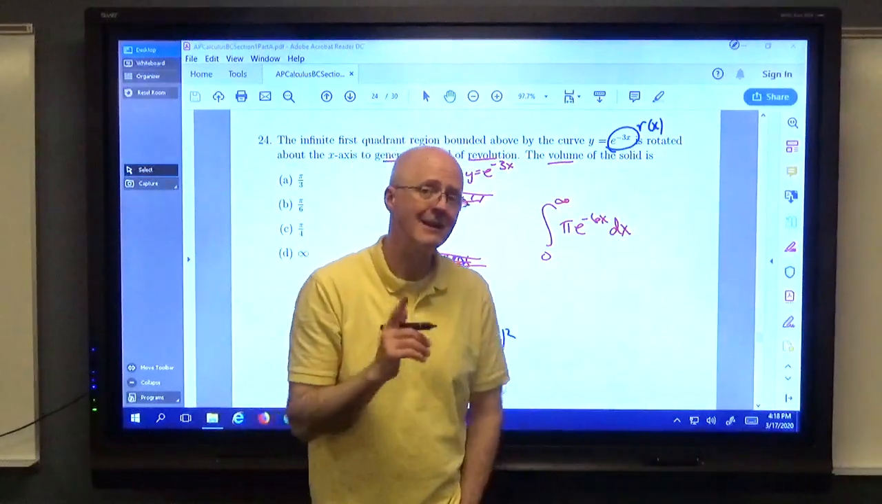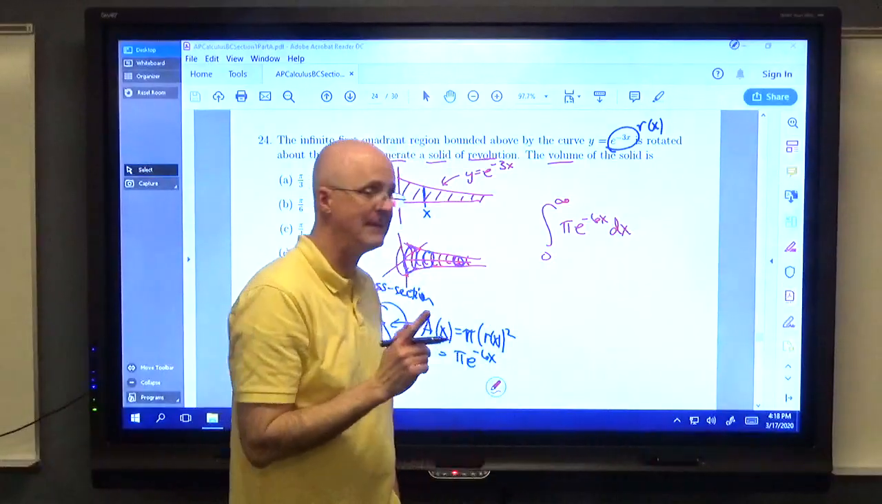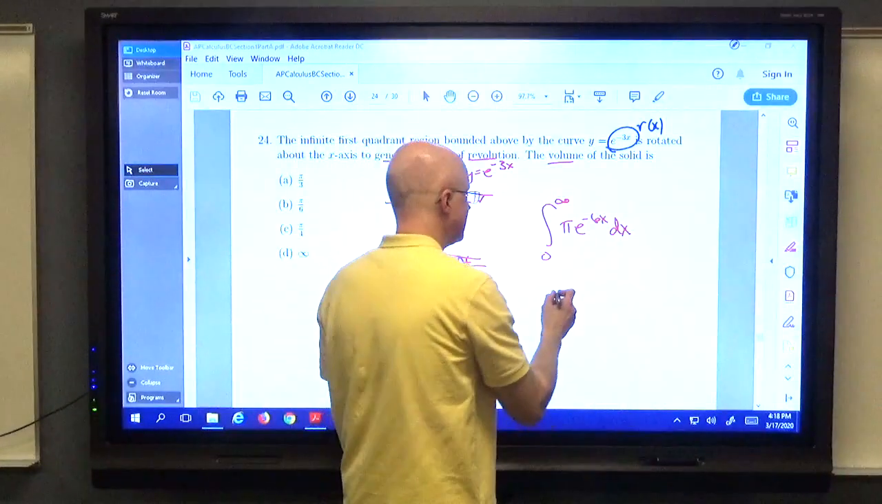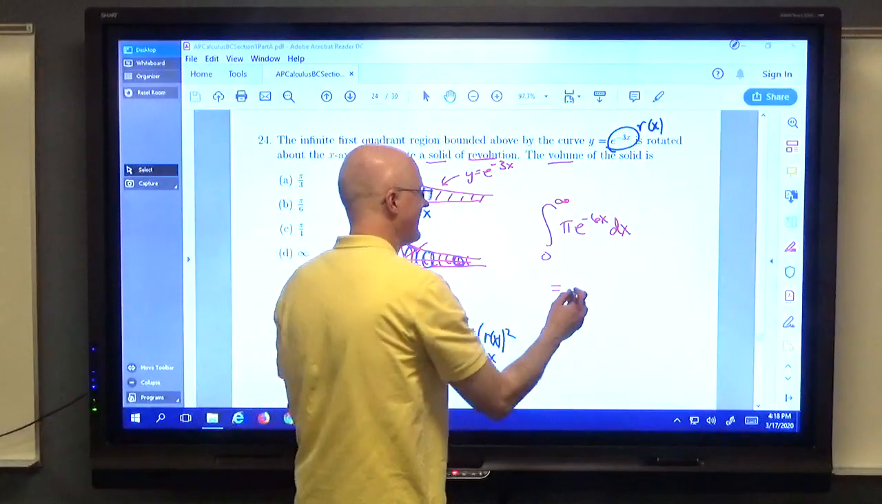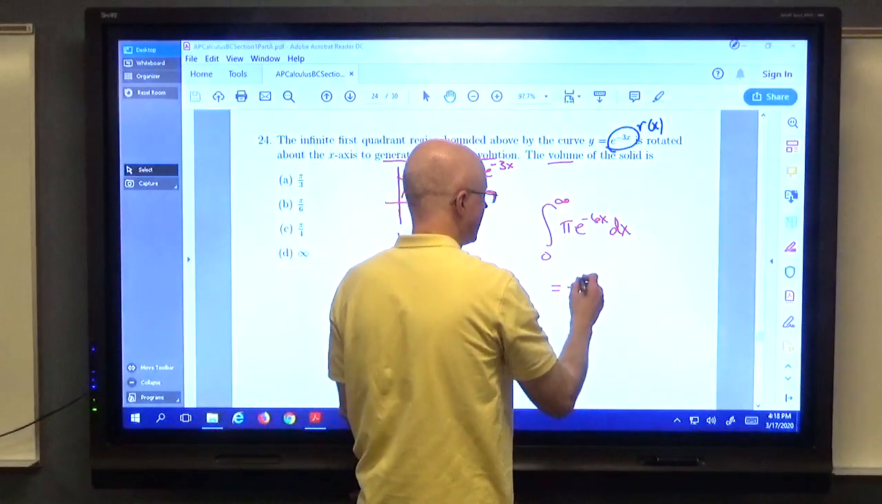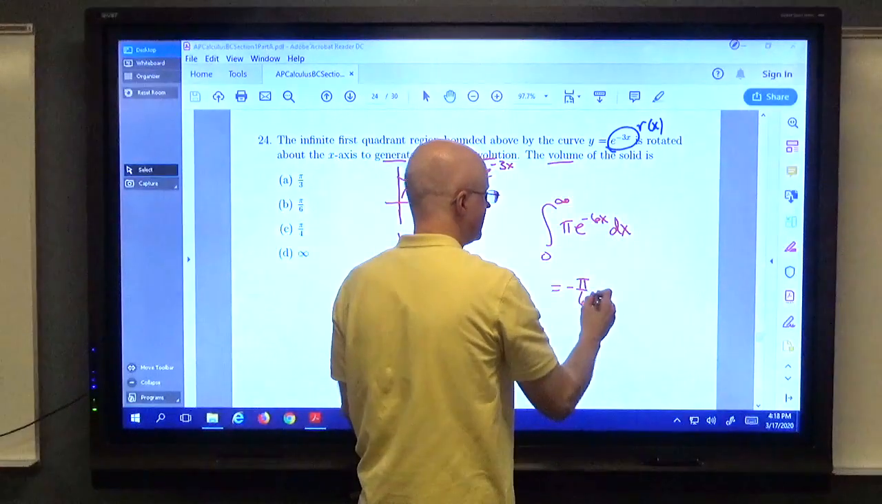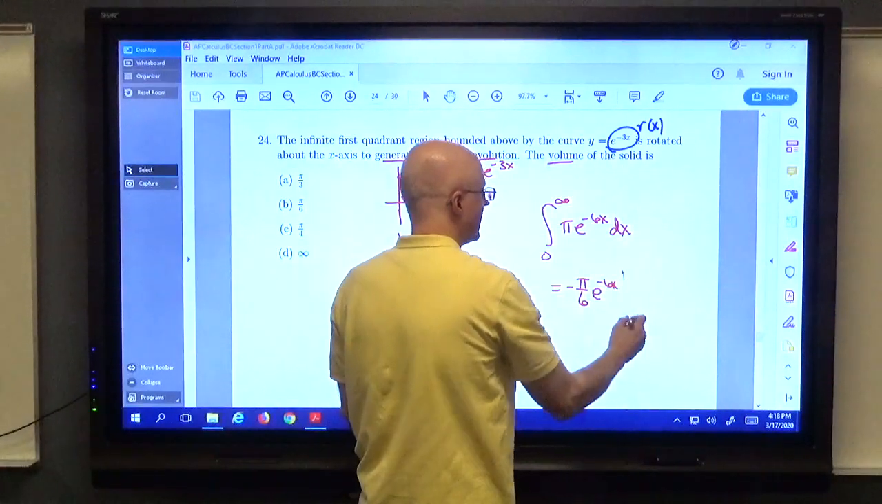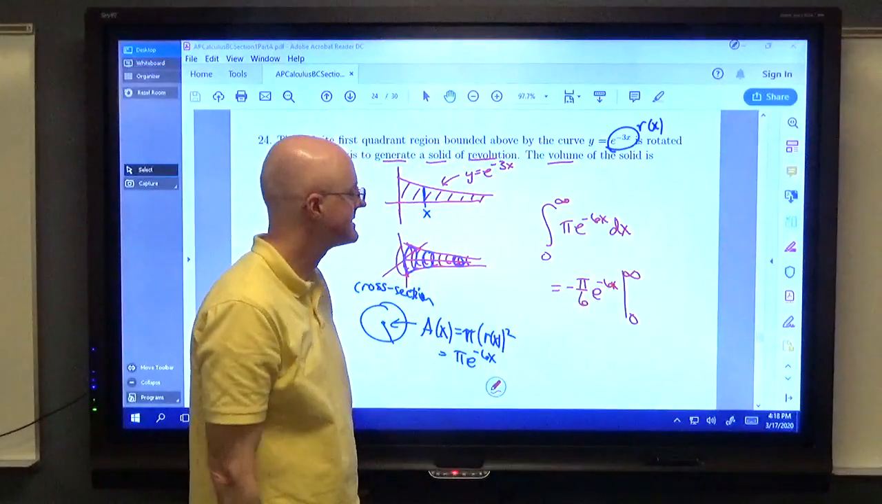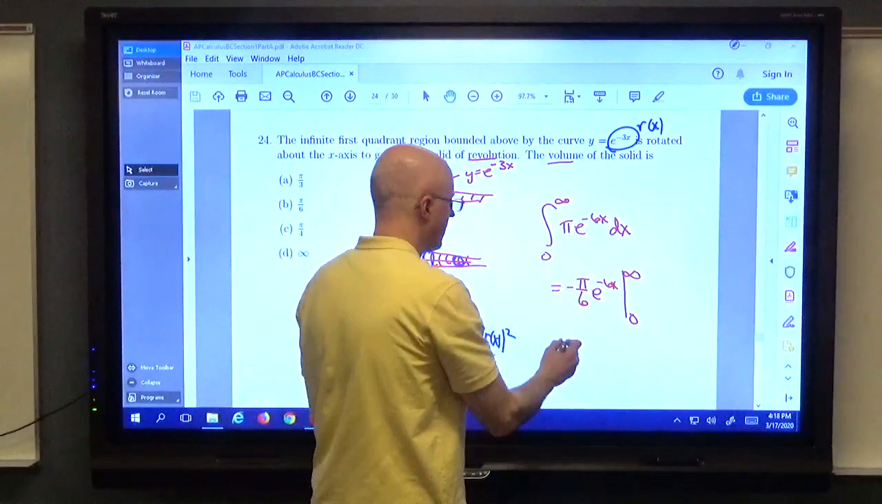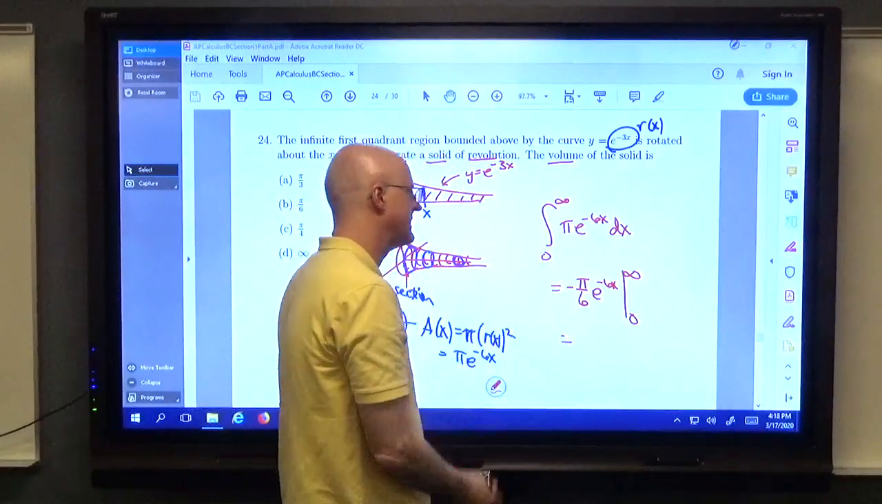Okay, I think I'm going to make an exception for the sake of time here and be lazy and not write the limit sign. Are you okay with that? Probably you are. If you integrate this by guessing, you'll get negative pi over 6 e to the negative 6x. And I'll put a 0 and an infinity up there instead of a b, and I will not bother putting the limit as b goes to infinity. It really is a limit going on. I'm not literally plugging in infinity.